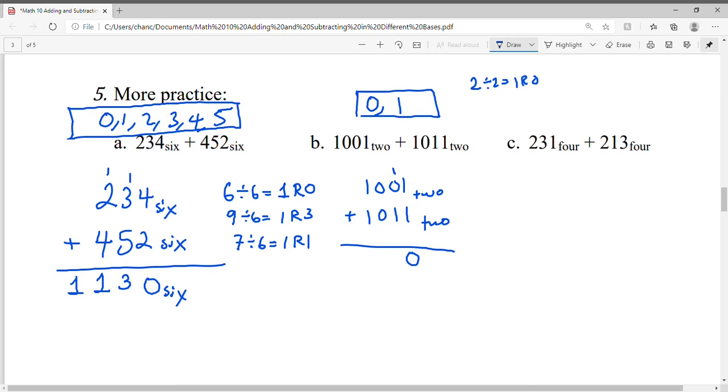1 plus 0 plus 1 is again 2, but 2 does not exist, so we'll use 0, carry that additional 2 over as a 1. 1 plus 0 is 1. 1 plus 1, that's again 0, carry the 1 over.